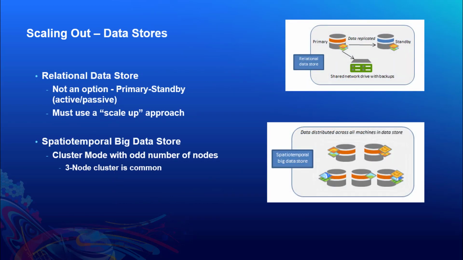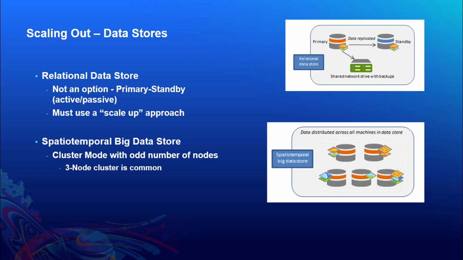For data stores, when we scale those out, the relational data store is also primary standby, similar to Portal. So the relational data store is active-passive in nature, and therefore scaling out is not an option, and the server must be scaled up. As with Portal, this hasn't presented an issue since a 2 or 4 core server is typically adequate for most deployments, but you could scale it up from there further if needed.